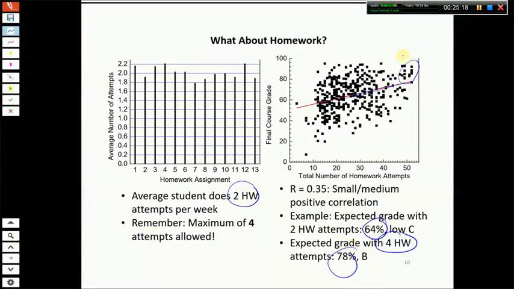Now, as you can see, they're scattered here, so there's no guarantee that's going to be your outcome. Statistics don't predict individual outcomes, they just explain previous ones. But at the same time, there's a pretty clear demonstration here that if you do the maximum number of homework attempts, you're going to end up performing pretty well in this course, more likely than not.